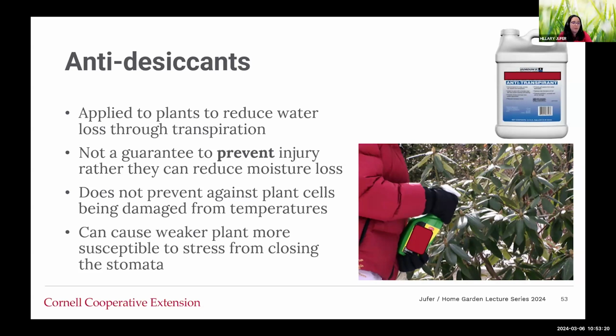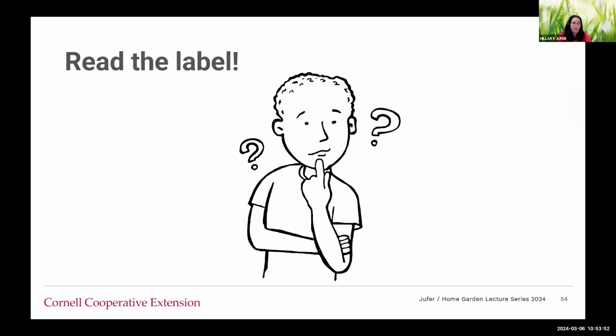It can cause weaker plants that are more susceptible to stress, because you're closing those stomata and preventing all the gas exchange, all the water exchange. So it can cause a stressed plant in the long run, because they reduce leaf moisture loss, and that also reduces the amount of carbon dioxide allowed to pass through the stomata. They were really in fashion, but they're seeing that it could be problematic in the long run. If you are going to use one, read the label.